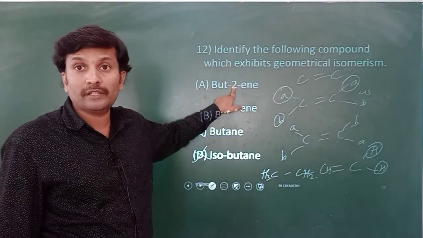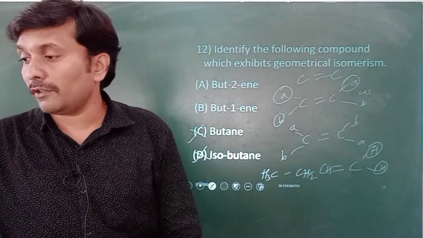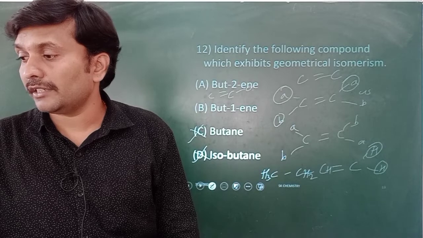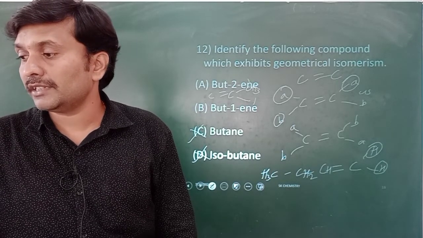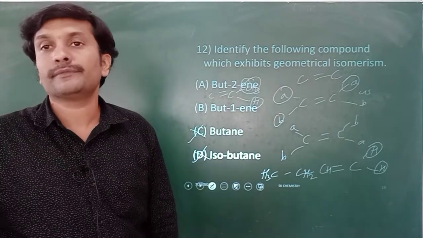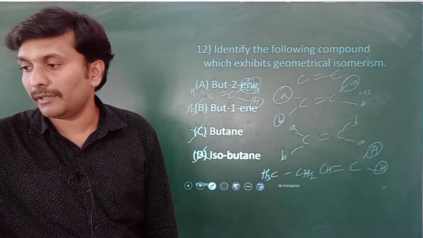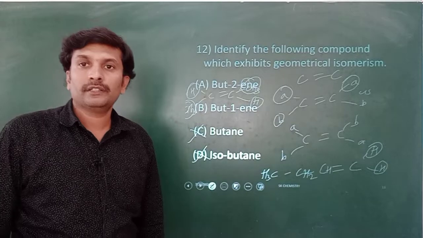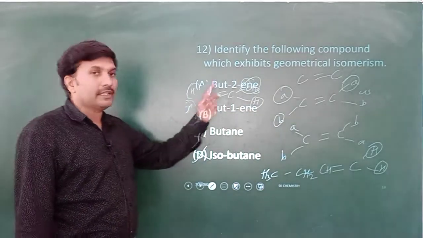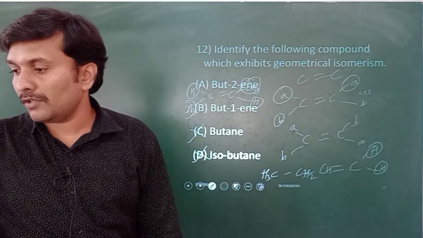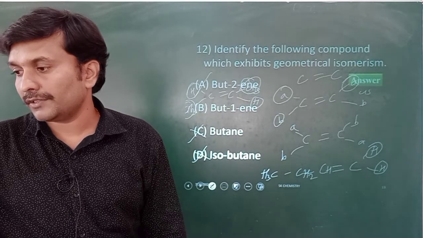So when I come to the first one, 2-ene, what is going to happen? Here this is the first carbon, CH3, and this is one carbon. These two are different. Then here there is one more hydrogen and one more CH3, so these two are different. So easily you can make out that it is the first answer. So what is the answer, children? First.